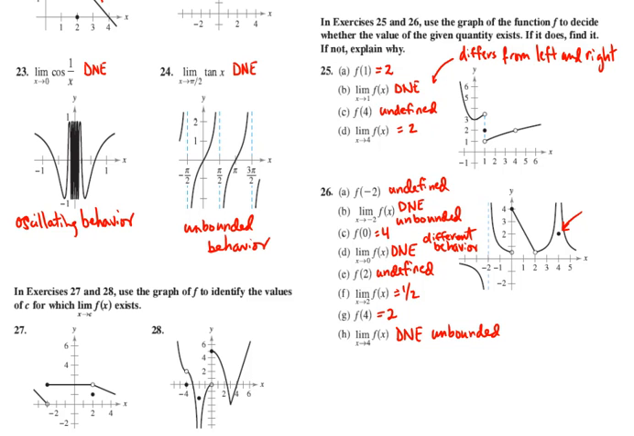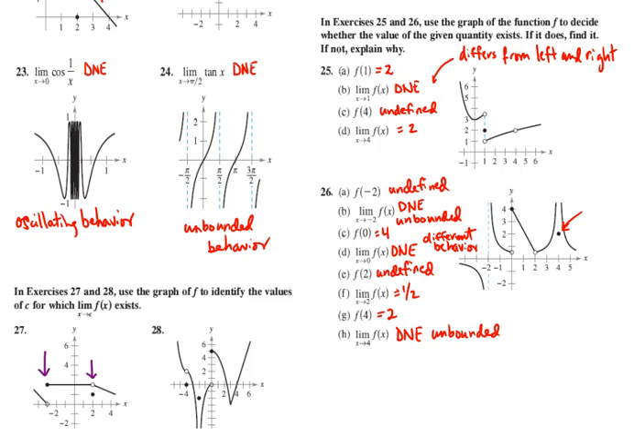So with problem number 27, what we're going to look for is the places where a limit won't exist. And again, the places where limits don't exist are going to be where we have different behavior from the left and the right, where we have unbounded behavior, or where we have certain kinds of oscillating behavior. In this case, with problem 27, we don't have any oscillating behavior, and there's no unbounded behavior. However, there is at least one point where we have differing behavior from the left and the right, and at that point the limit will not exist. But the limit's going to exist everywhere else.